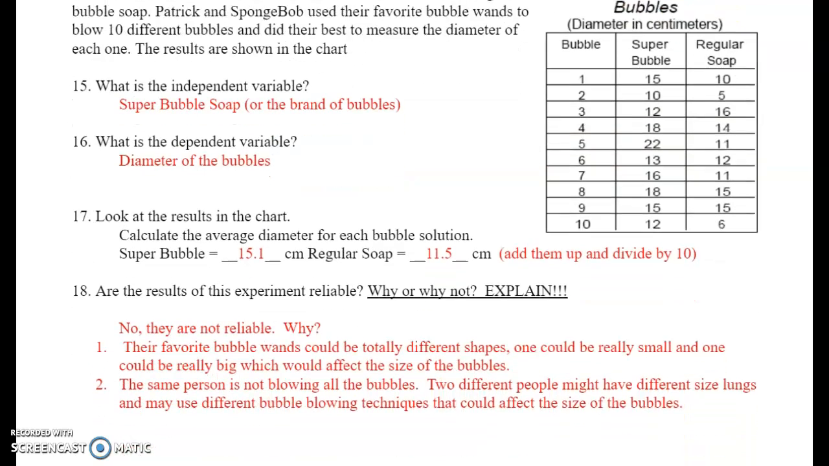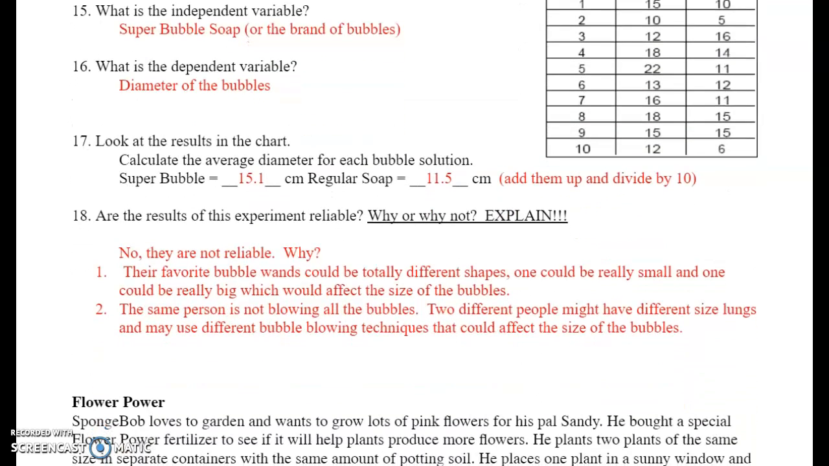But are the results of this experiment valid? No. You can't trust the results of the experiment. And there's a couple of reasons why. First, it just says they used their favorite bubble wand. So what if Patrick had a really big bubble wand and SpongeBob had a very small one? Or one was shaped like a star and one was shaped like a giant circle. Like that would affect the size of the bubbles.